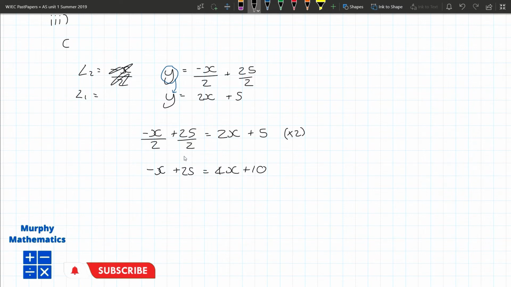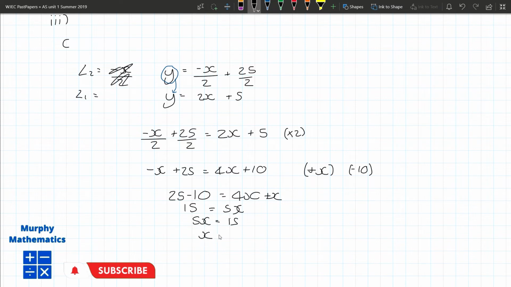Okay, so I'm going to collect my x's on the right. So I'm going to add x. That will bring it to the right. And then I'm going to minus 10 to move that 10 to the other side. So I now have 25 minus 10 on the left hand side equals 4x plus x. Simplifying that, I have 15 equals 5x. So I now know 5x equals 15, x equals 15 over 5, which equals 3. Awesome job.